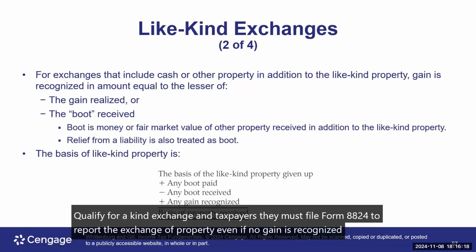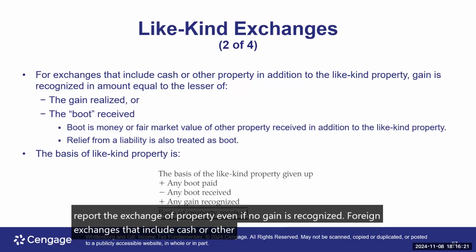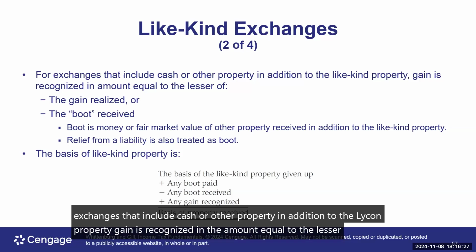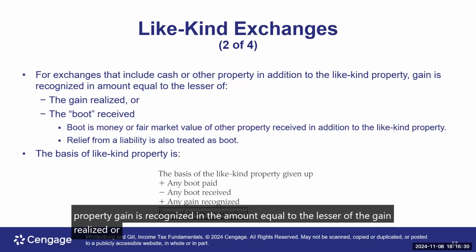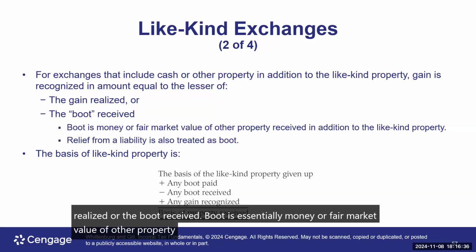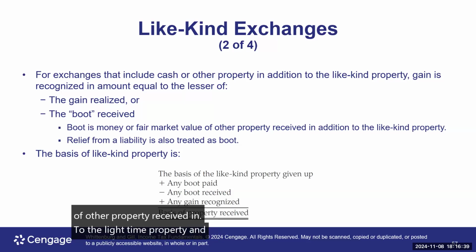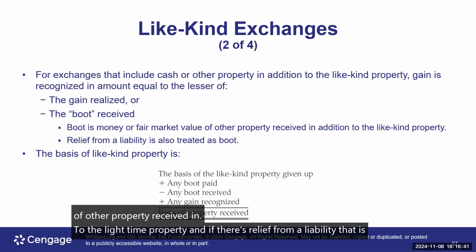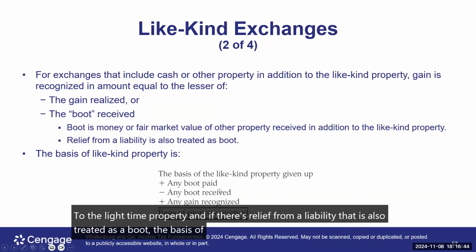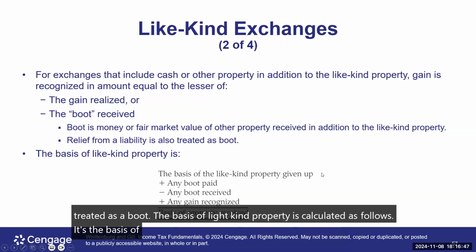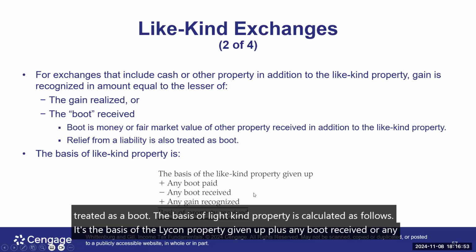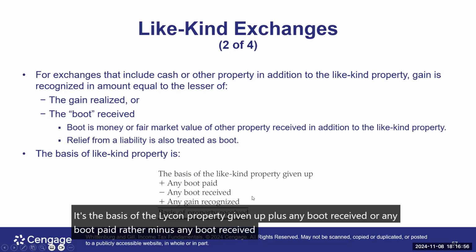For exchanges that include cash or other property in addition to the like-kind property, gain is recognized in the amount equal to the lesser of the gain realized or the boot received. Boot is essentially money or fair market value of other property received in addition to the like-kind property. And if there's relief from a liability, that is also treated as boot. The basis of like-kind property is calculated as follows: it's the basis of the like-kind property given up, plus any boot paid, minus any boot received, plus any gain recognized. That determines the basis of the property received.